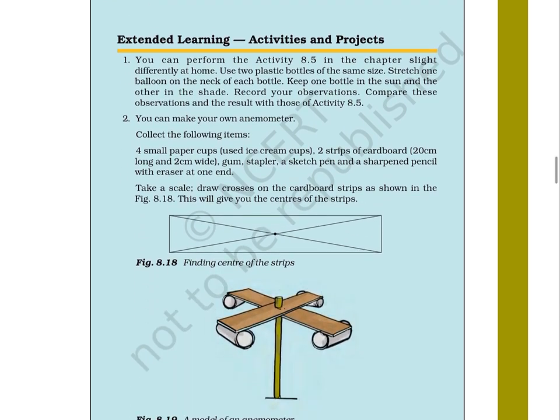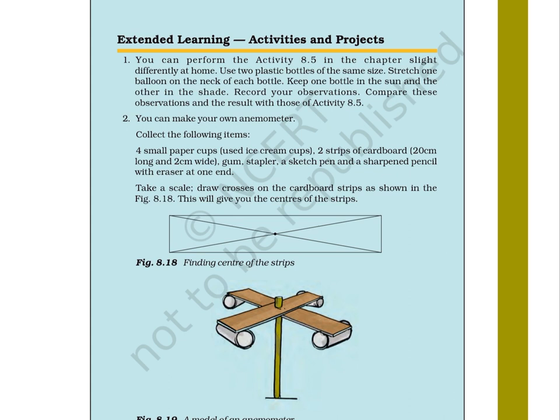Extended learning, activities and projects. 1. You can perform the activity 8.5 in the chapter slightly differently at home. Use 2 plastic bottles of the same size. Stretch one balloon on the neck of each bottle. Keep one bottle in the sun and the other one in the shade. Record your observations. Compare these observations and the result with those of activity 8.5.